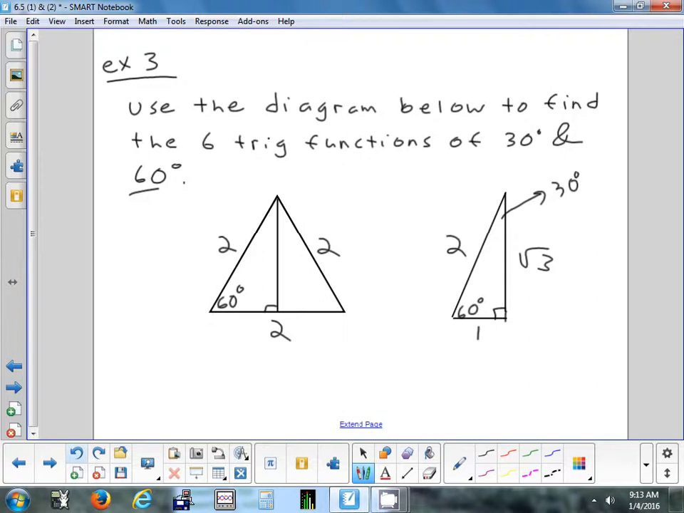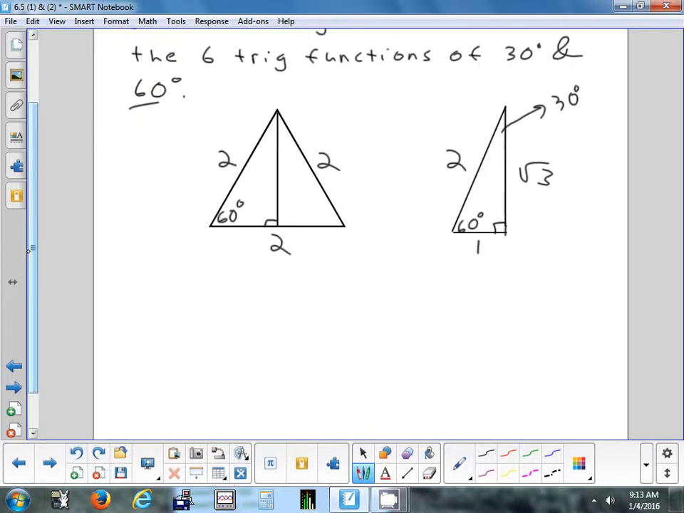What's nice about writing trig functions for 30 and 60 is it's the same triangle. All you're really doing when you switch your angle is switching your point of view, but it's the same sides. So let's try the sine, the cosine, the tangent. If that goes well, then we'll stop with those 3 for 30. If you need more practice, we can do the secant, the cosecant, and cotangent.